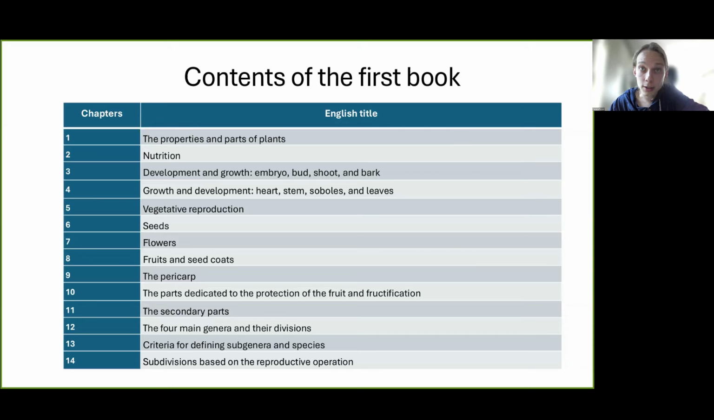Then the genesis, usefulness, and the composition of the pericarp are discussed in chapter 9, and other forms of protection in chapter 10, which also contains a section on fruiting. And finally, chapter 11 deals very briefly, that's a very short chapter, with secondary parts such as tendrils, thorns, or moss. Then with chapter 12, we have a kind of new beginning in the first book, at least the beginning of a new part.